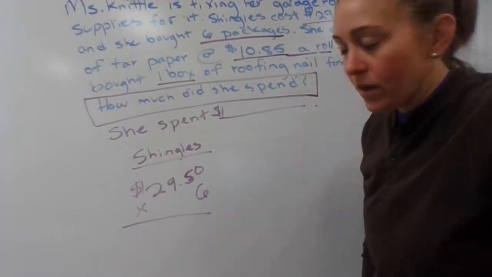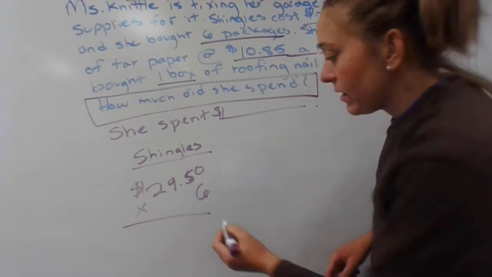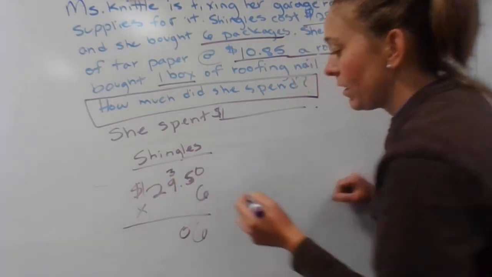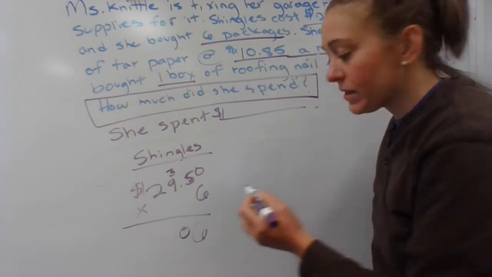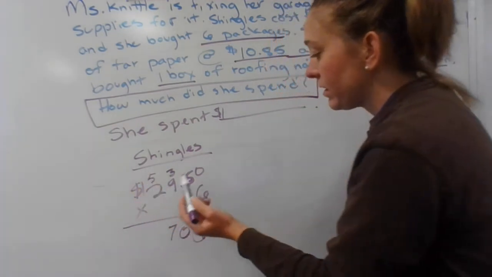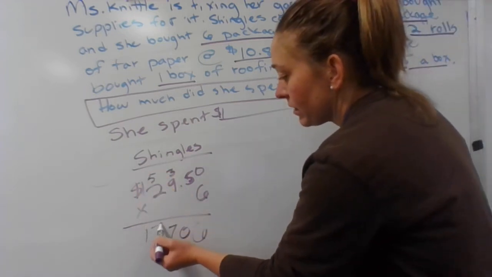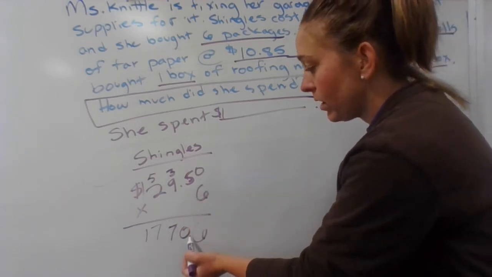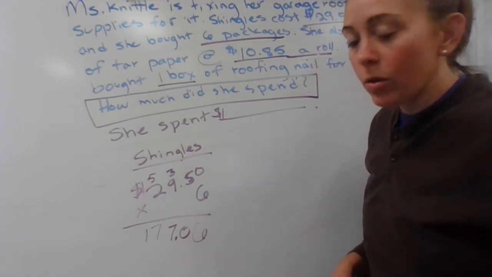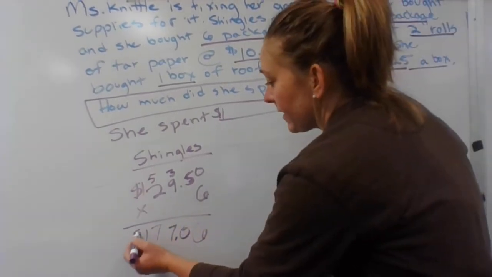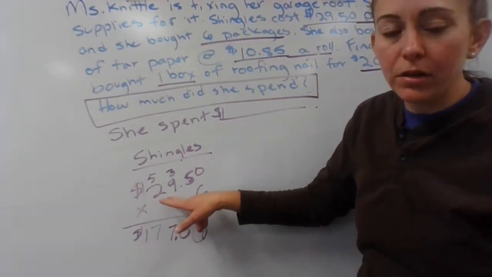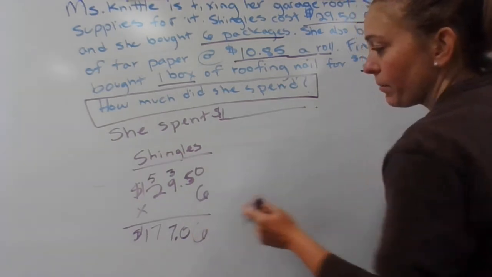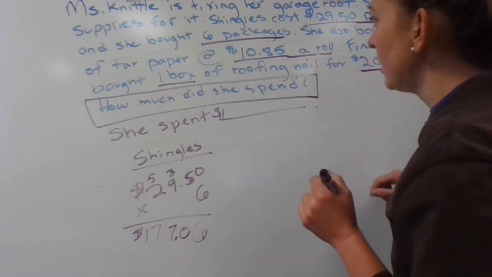So just like single digit times another number, 6 times 0 is 0. 6 times 5 is 30. Drop the 0, carry the 3. 6 times 9 is 54, plus 3 makes 57. Drop the 7, carry the 5. 6 times 2 is 12, plus 5 makes 17. Okay, so now we're just going to take that decimal and move it over 2 places. 1, 2. So that would be a total of $177.06. And that sounds about right, because if we round 29.50 up to 30, 30 times 6 is 180, so we're just a little bit shy of 180. All right, so that's the first amount. The shingles are $177.06.